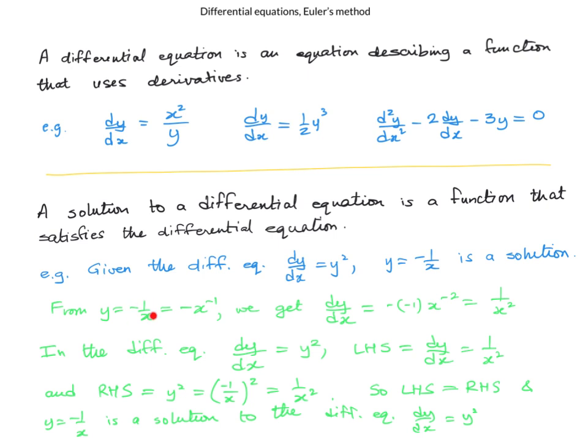So if I take y equals -1 over x, it's really -x to the -1. So dy dx, the derivative, is negative times -1 times x to the -2. Well, that's 1 over x squared. And when I look at the differential equation that I was given, dy dx equals y squared, the LHS, the left-hand side, was the dy dx. Well, I just discovered it's 1 over x squared. So the left-hand side is dy dx, or 1 over x squared. And the right-hand side is y squared. Well, y squared just means take this function and square it. So I'm squaring the -1 over x, and I get 1 over x squared. And if you look at those, the LHS 1 over x squared and the RHS 1 over x squared are the same. Therefore, this function, y equals -1 over x, is a solution to this differential equation.